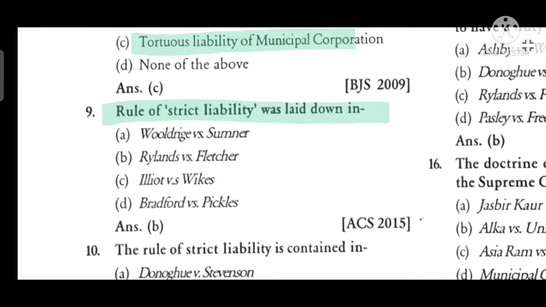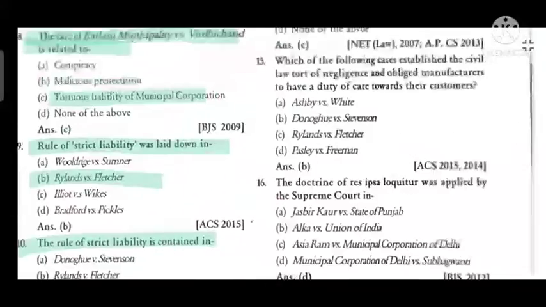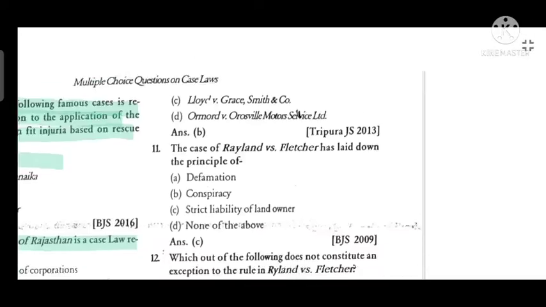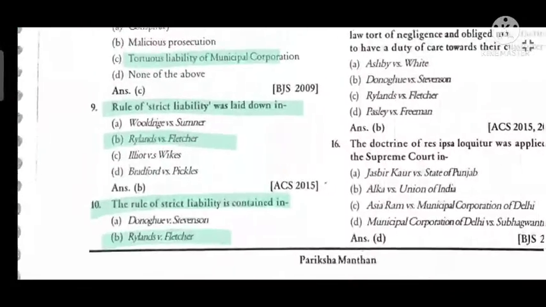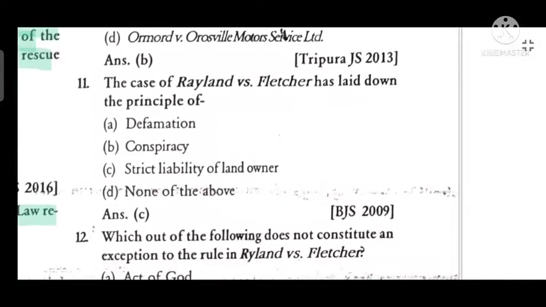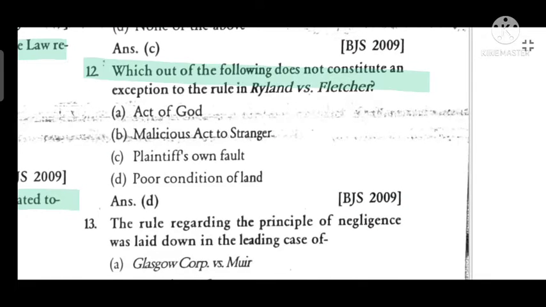The rule of strict liability was laid down in Rylands versus Fletcher. The rule of strict liability is contained in Rylands versus Fletcher. The case of Rylands versus Fletcher laid down the principle of strict liability of a landowner. Which one of the following cases does not constitute an exception to Rylands versus Fletcher?